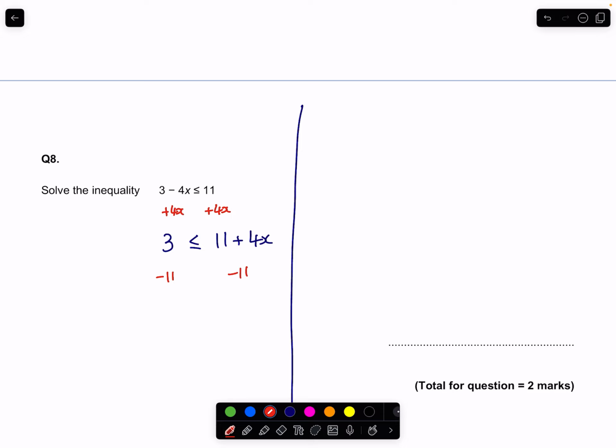From there we then get x on its own. First of all, we take 11 from both sides, giving us minus 8 is less than or equal to 4x. And then to get x on its own, we divide both sides by 4, giving us minus 2 is less than or equal to x.